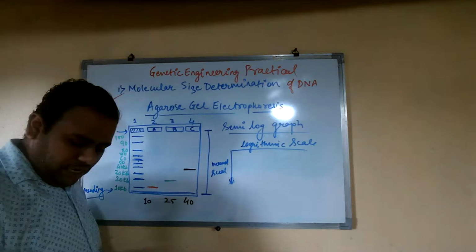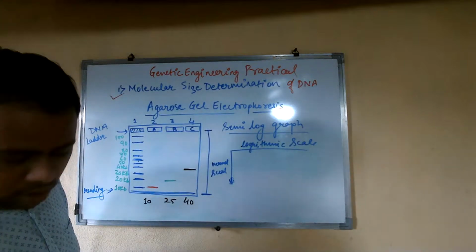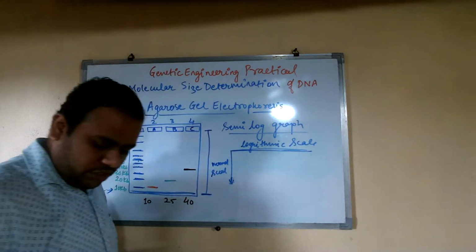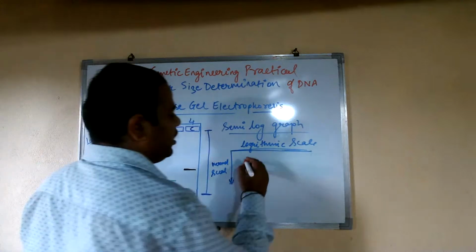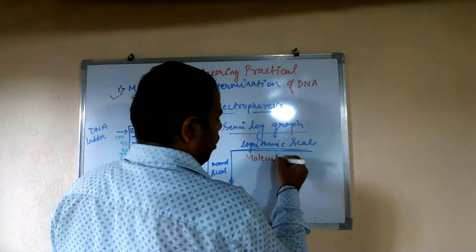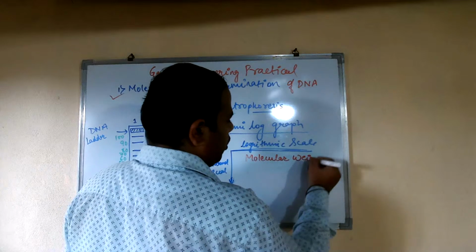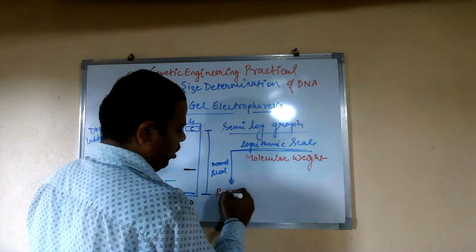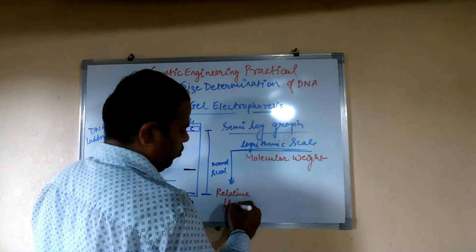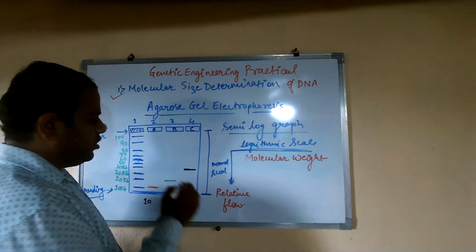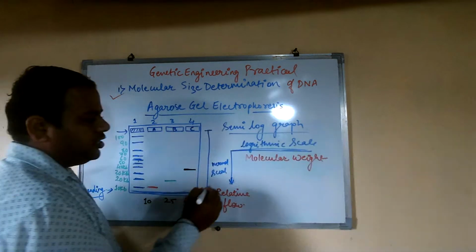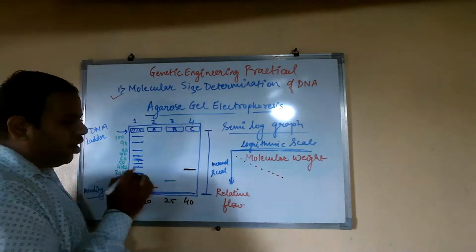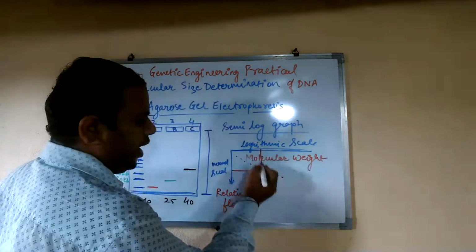The logarithmic scale here will be used for molecular weight. The normal scale will be used for relative flow. When you plot all these values, the relative flow of all the 10 bands, you are going to get a particular shape like this. Then you have to plot the intercept for sample A and get its molecular weight.